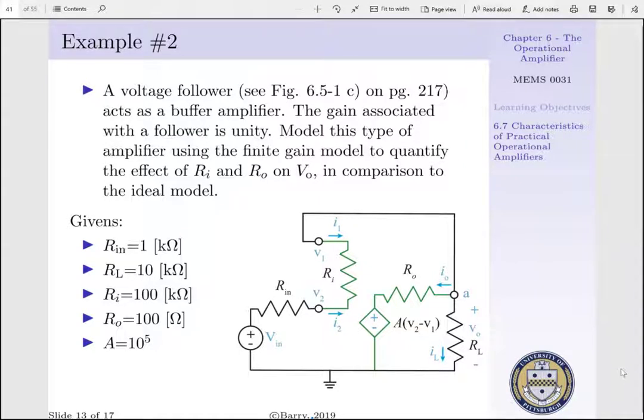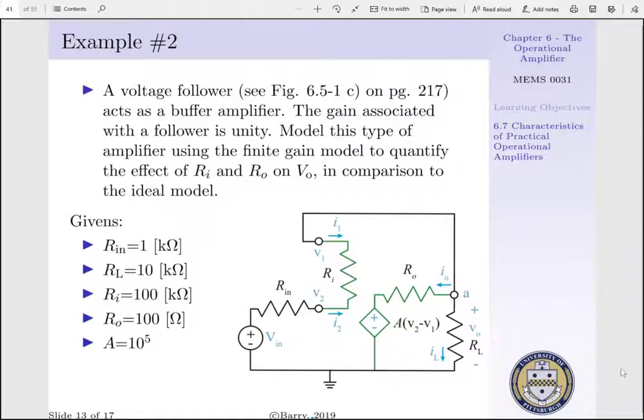Let us now consider example 2, where we have a voltage follower that's acting as a buffer amplifier. The gain associated with this type of operational amplifier is unity. We want to model this type of operational amplifier using a finite gain model to quantify the effects of our input and output resistances on our output voltage. We want to compare this to our idealized model.